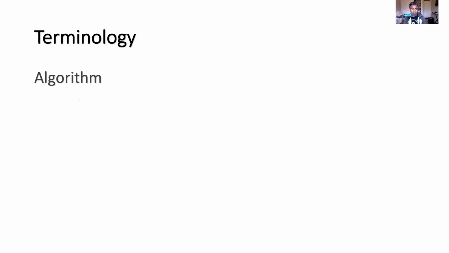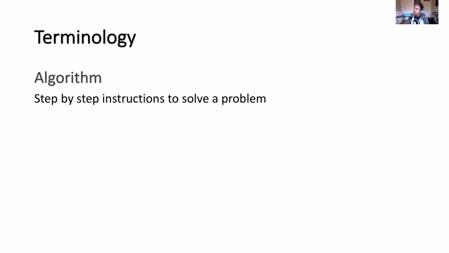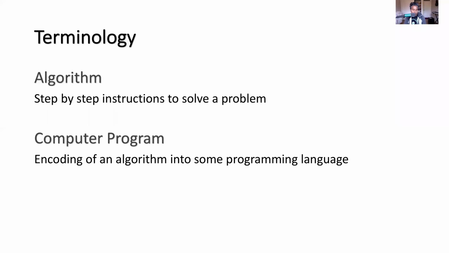So what is an algorithm? Basically, an algorithm is a step-by-step instruction to solve a well-defined problem. An algorithm may take in an input, process that input, and generate an output. That's all an algorithm is. Algorithms have existed even before computers existed, and with computers in place, we have a lot more algorithms now. What is a program? Basically, a program is an encoding of an algorithm in some programming language so that computers can understand it.